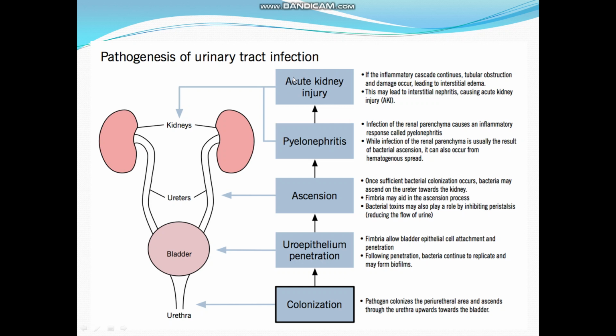That means in urinary tract infection, first colonization occurs, then uroepithelial penetration, and then ascension. A sufficient amount of bacteria get colonized and ascend to the kidney, and then pyelonephritis, or infection of the kidney, occurs. If it is untreated or persists for a long period of time, it can cause acute kidney injury.